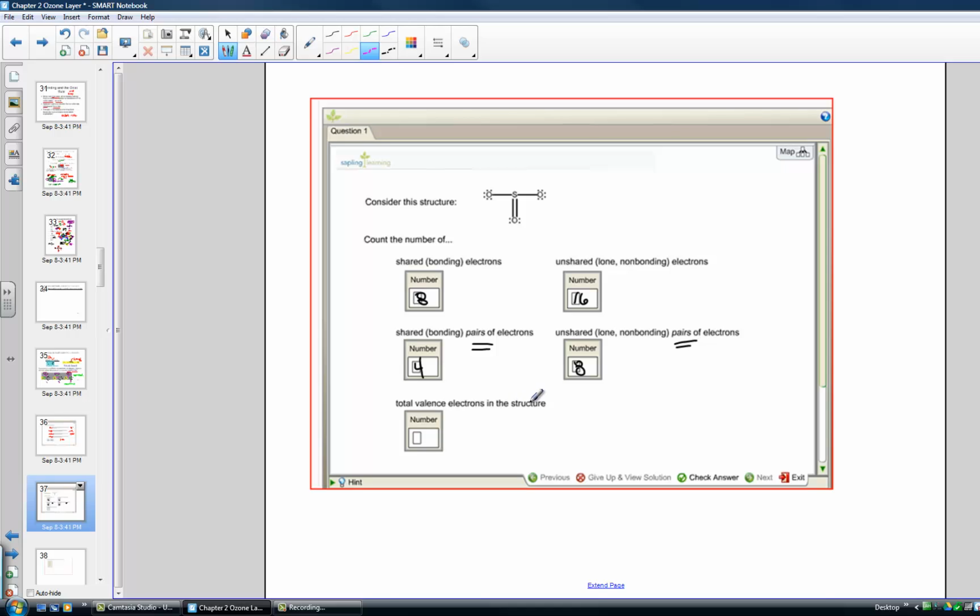Total number of valence electrons in the structure. Well, how many total electrons do we have? We would take the number of bonded electrons, which we determined to be 8. Let's write something a little bit better. I'll write 8 in a solid line. There's 8 electrons that are in bonds. There's 16 electrons that are non-bonded, and if I simply add, I would know there's 24 total electrons. The sum of all of the electrons is 24.